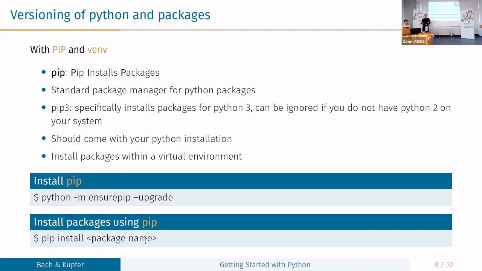And the setup to install some new packages using pip is very simple. Just say python, again, because you want to use a Python program, -m ensurepip --upgrade.